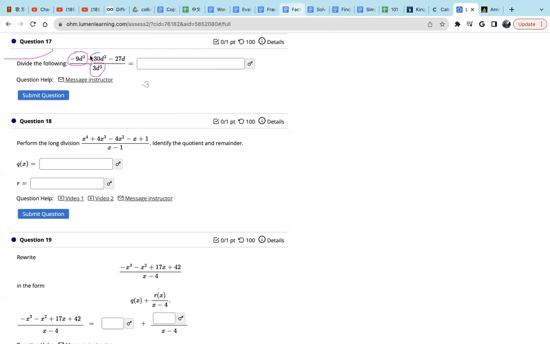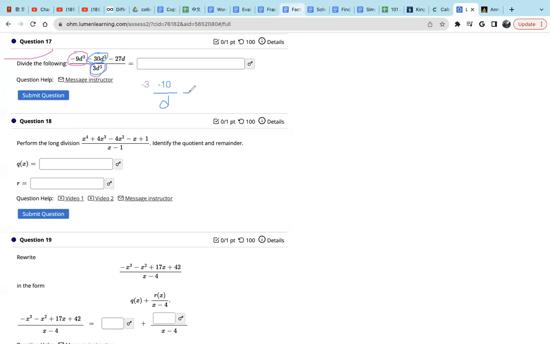Now I divide by negative 30d squared with 3d cubed. So when I do that, I get negative divided by positive, I still get negative. 30 divided by 3, I get 10. D cubed divided by d squared divided by d squared divided by d cubed, I still have a d in the denominator. Right. So that's my second term.